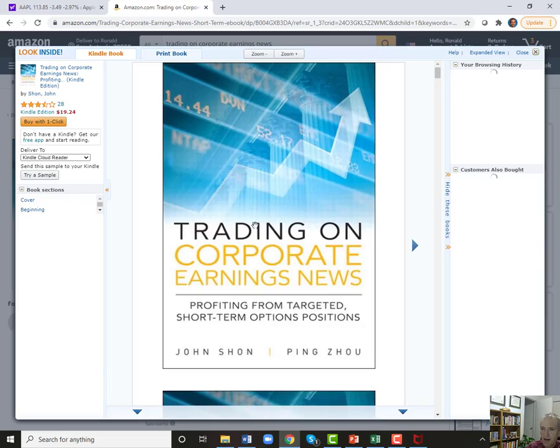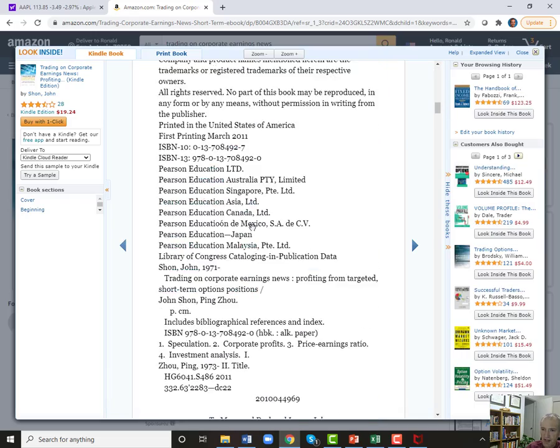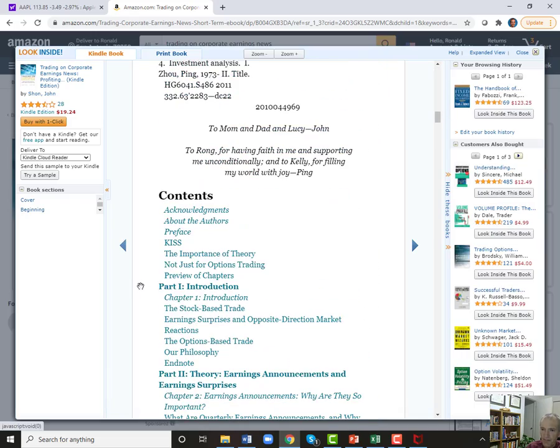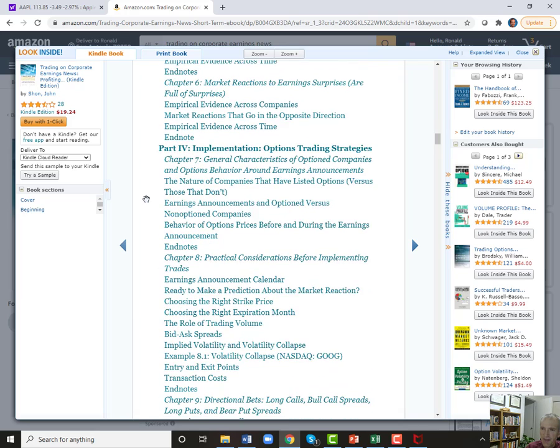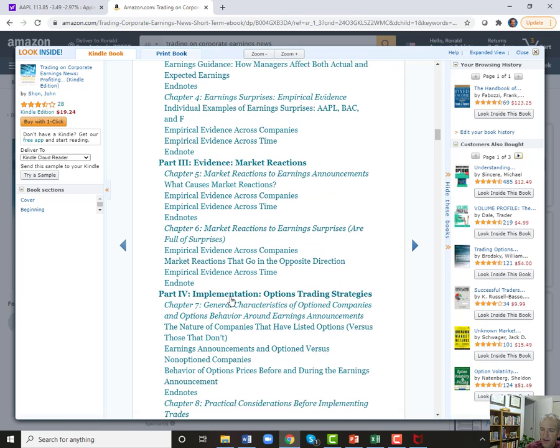Not only does it talk about this particular strategy, but it gives you the theory of earnings announcements and earnings surprises. This part of the book might be the most important part. This whole book is not just straddles and strangles. It also tells you a lot of really important stuff about earnings news and earnings announcements. And then they get into the strategy.